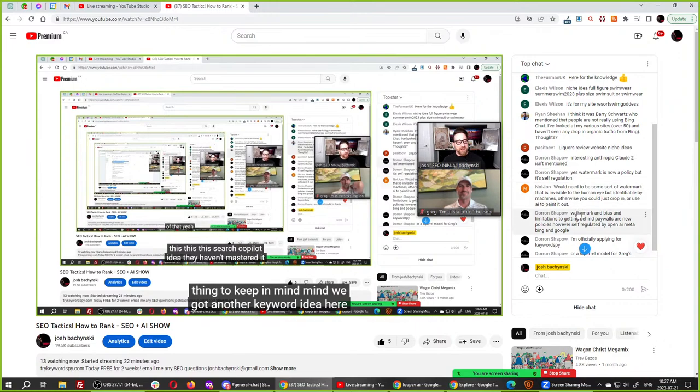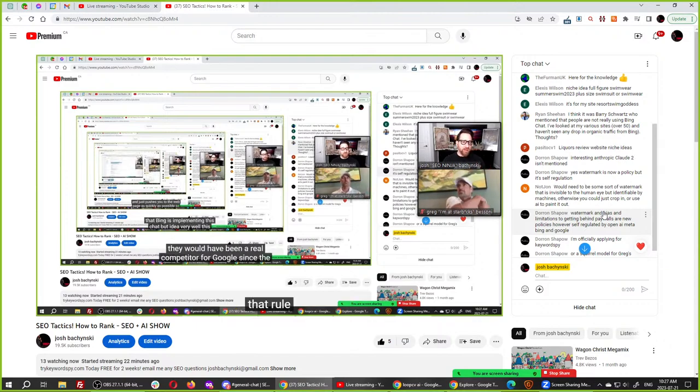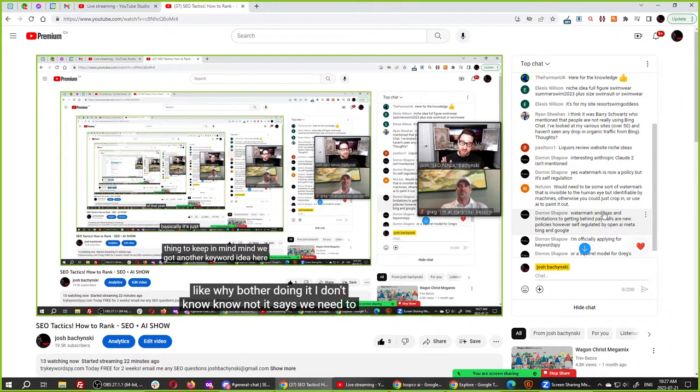I don't know. Not John says, would need to be some sort of watermark that is invisible to the human eye. Yes, but identifiable by machines. Otherwise, you could just crop in or use AI to paint it out. Exactly. You could use AI to paint it out easily. You're right, not John. OpenAI has talked about that for almost over a year now. For 6 to 12 months, they've been talking about AI signals in the text and AI signals in the images that is invisible to the human eye, but is viewable by AI. So they've definitely been talking about that.